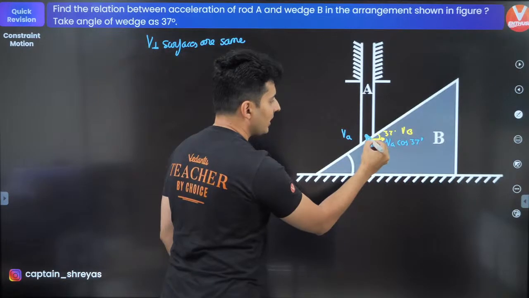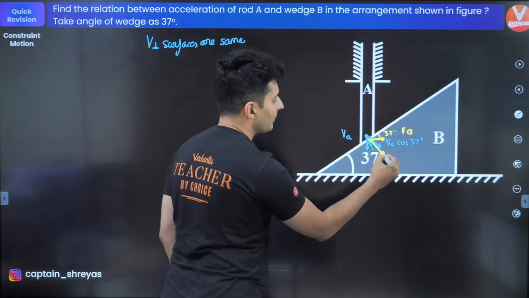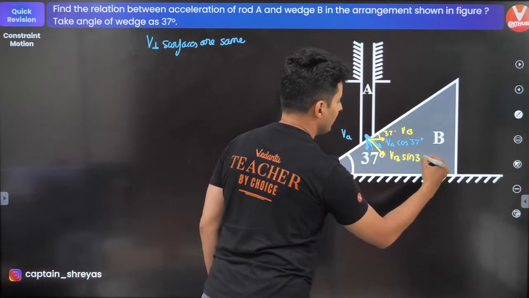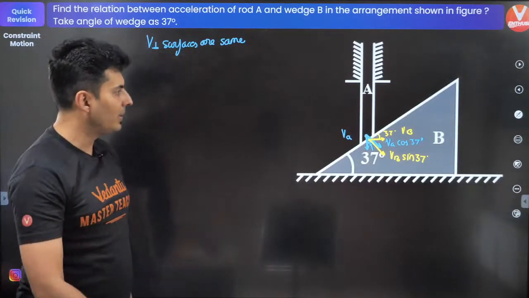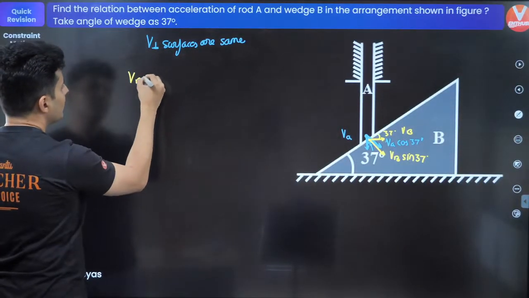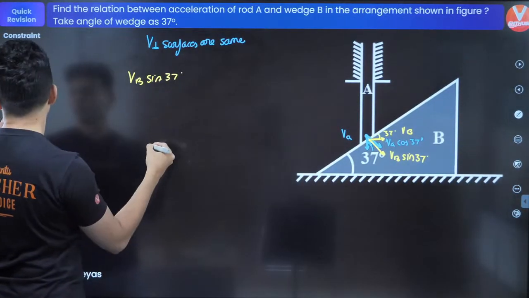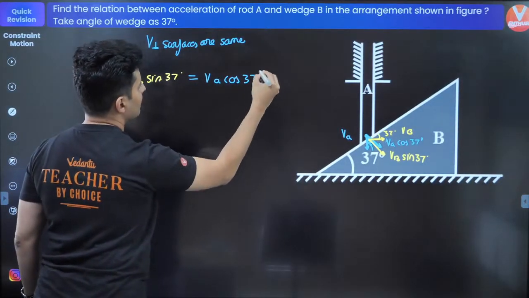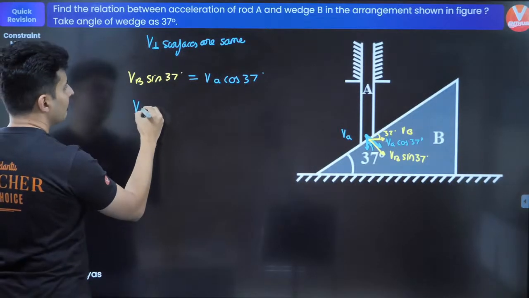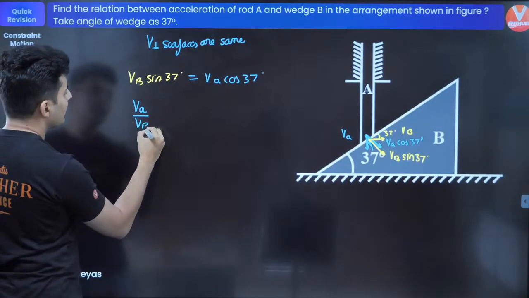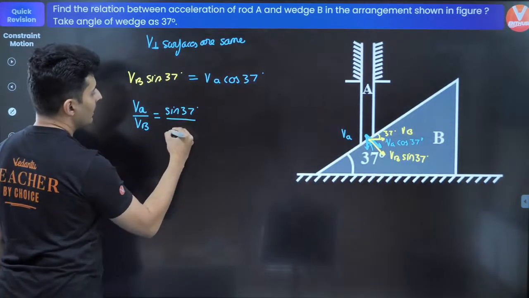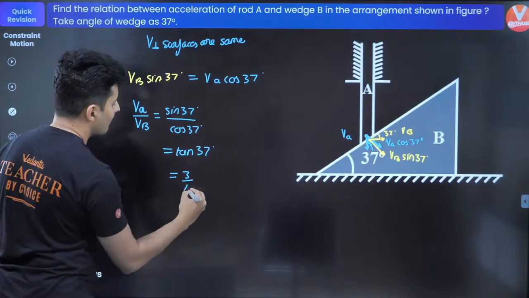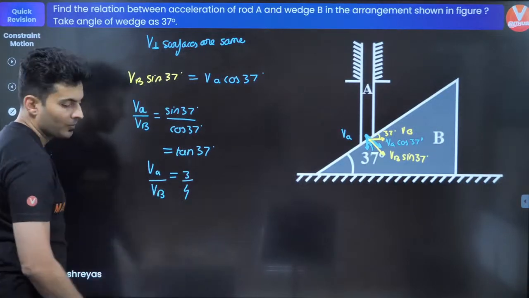is VB. What will be that perpendicular component? Think, it will be VB sin 37. Got it? That will be the perpendicular component. Now it's simple. VB sin 37 should be equal to the VA cos 37. So basically you will get VA by VB will be sin 37 divided by cos 37, which is tan 37, which is 3 by 4. That's VA by VB. That's your answer.